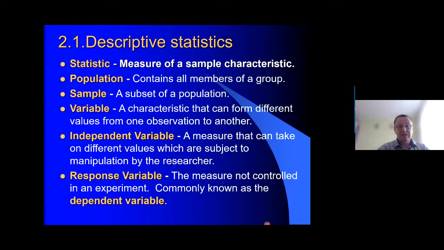And variable is a characteristic that can take different values from one observation to another. So samples every time will represent one or several variables. When we conduct a scientific experiment or some observation, we will always have independent and response variables. An independent variable is a measure that can take on different values and is subject to manipulation by the researcher. And a response variable is a measure not controlled in the experiment, sometimes also called the dependent variable.